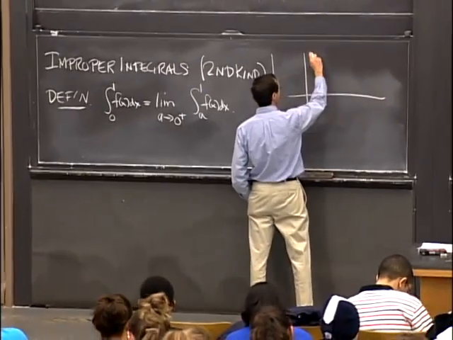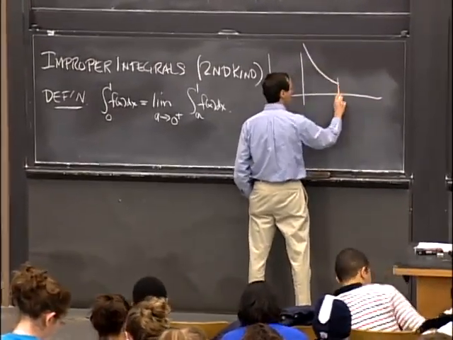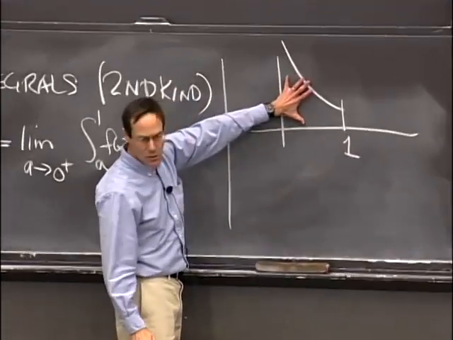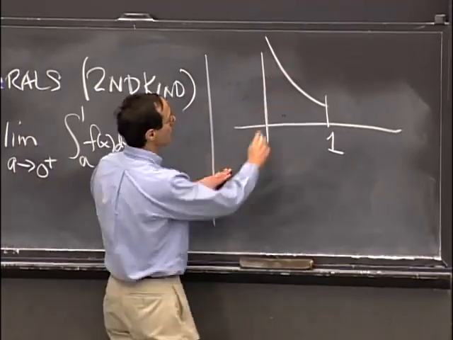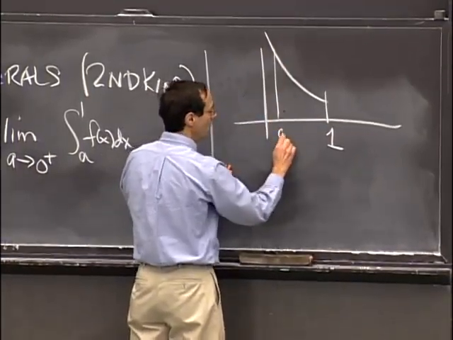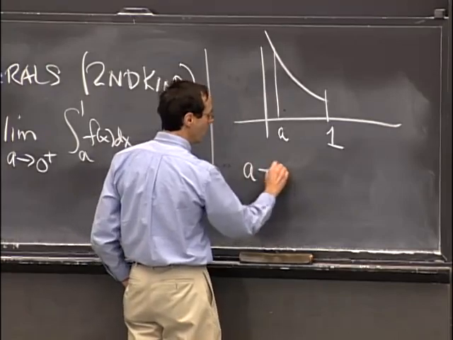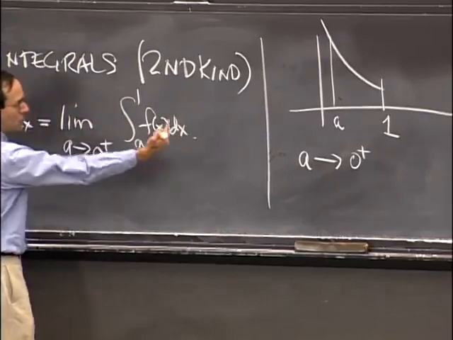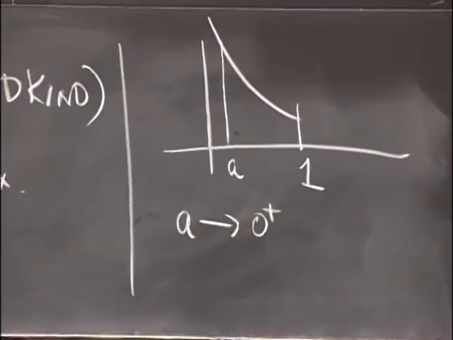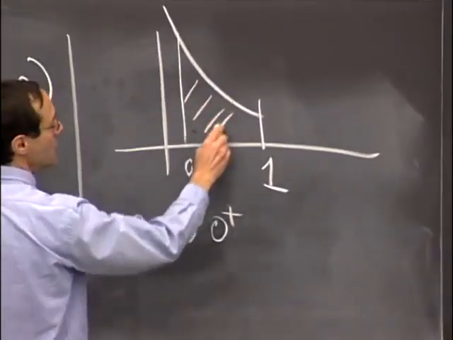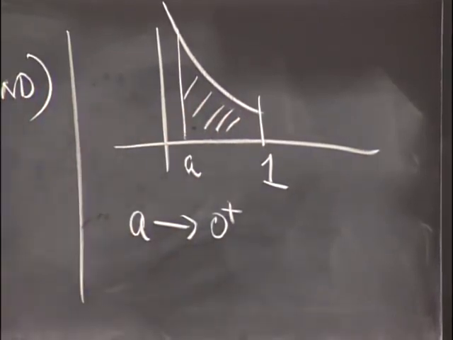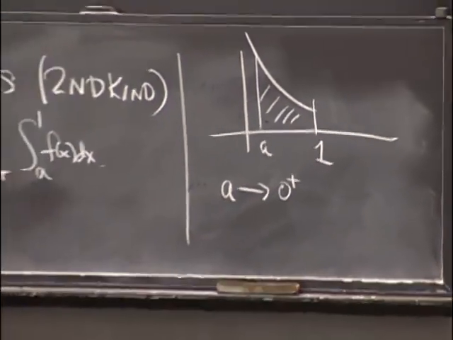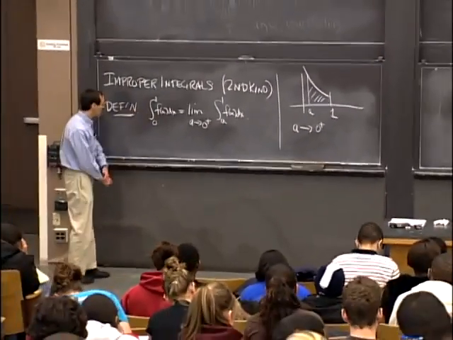Let me draw a picture of it. Imagine a function which is coming down like this, and here's the point 1. And we don't know whether the area enclosed is going to be infinite or finite. And so we cut it off at some place a, and we let a go to 0 from above. So really it's 0 plus. So we're coming in from the right here. And we're counting up the area in this chunk, and we're seeing as it expands whether it goes to infinity or whether it tends to some finite limit. Right? So this is the example, and this is the definition.